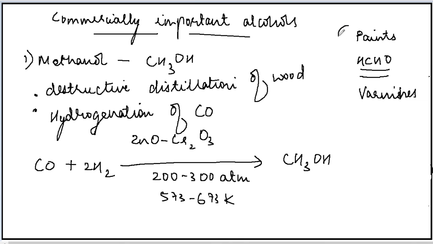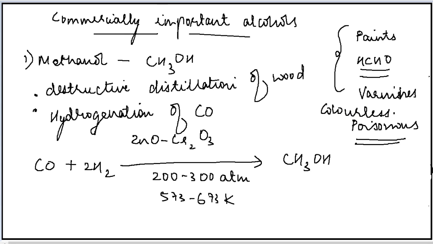But this methanol is a colorless liquid and it is very poisonous. If you ingest it, the ingestion may cause blindness, chronic problems, and finally it may lead to death also. So this is all about methanol. It was earlier prepared by destructive distillation of wood, but nowadays by catalytic hydrogenation, and it is used as a solvent in paints and varnishes and to prepare formaldehyde, and it is a colorless liquid and very poisonous.